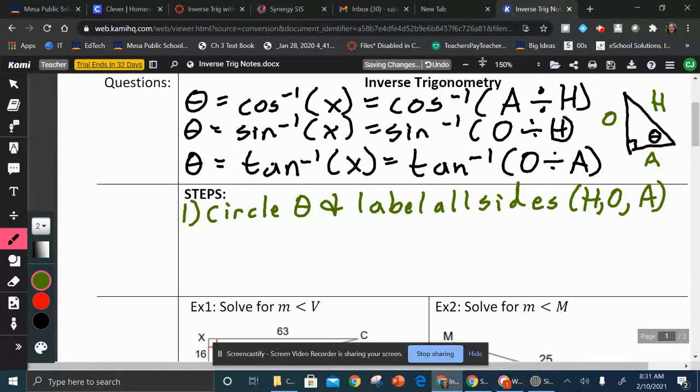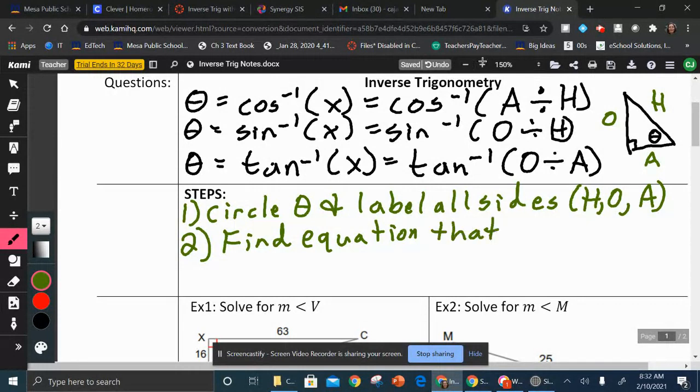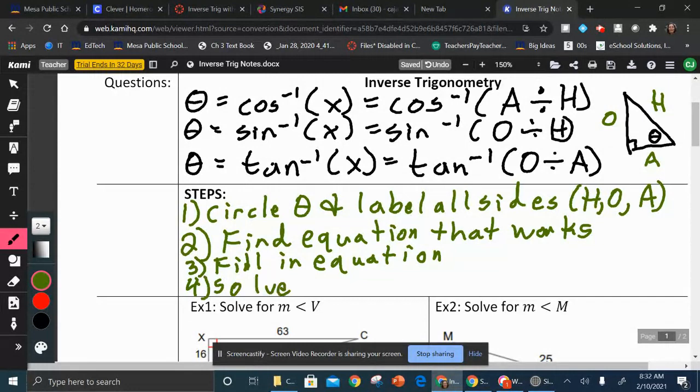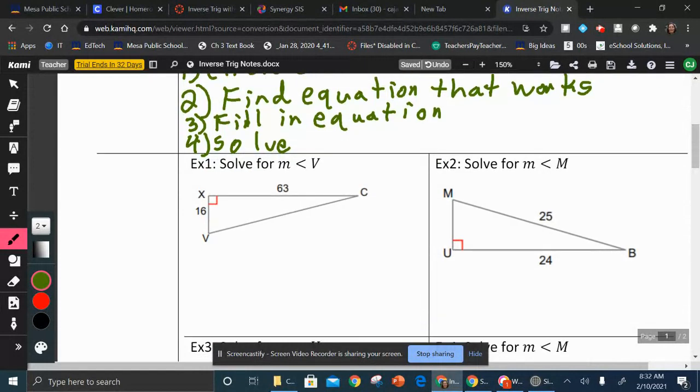Okay, and then we're going to find the equation that works. So are we going to use sine, cosine, or tangent? Okay, and then we're going to fill in the equation. And then we're going to solve it. Okay, so let's look at this example.